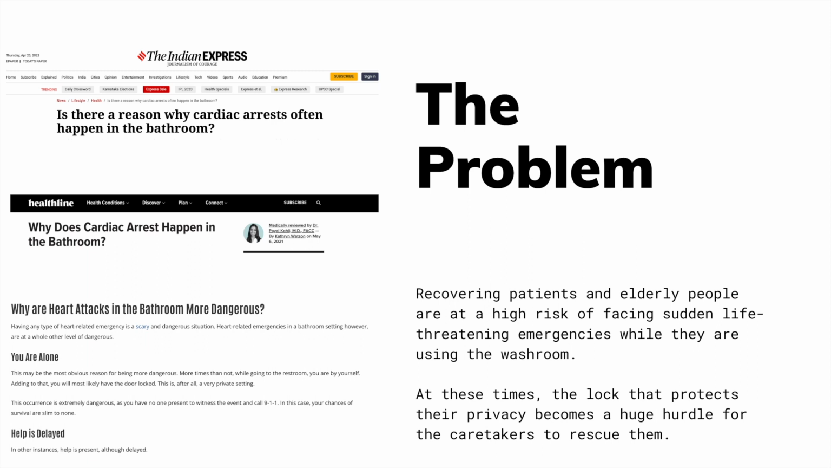And the second problem is that even after they notice it, there is a time barrier to break the lock and then enter the washroom. So these both are very severe problems, and we will be addressing that through a simple solution in our project.